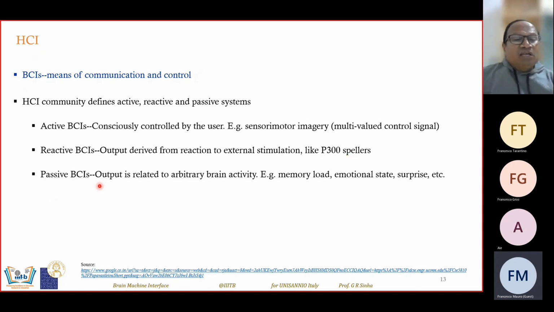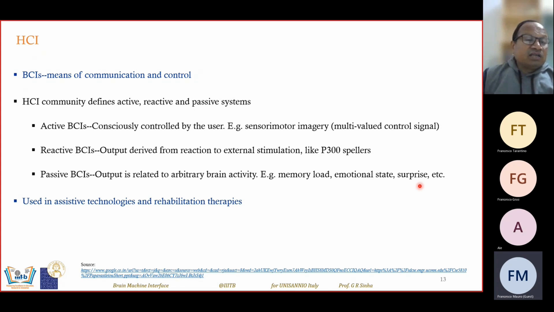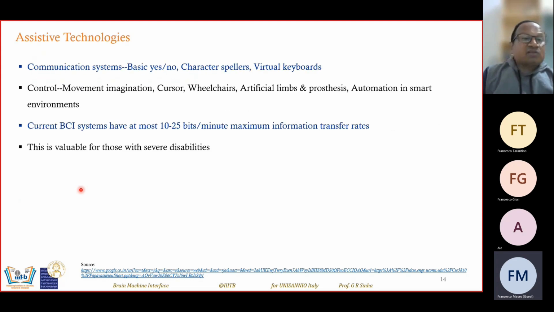And the passive BCI output is related to arbitrary brain activity, like memory load. Today, what we were talking about in the first part of the lecture, study of emotion state and surprise. Are you surprised? What level of surprise? Is it surprising? All these are under that. This BCI is used in assistive technologies and rehabilitation therapies. Assistive technologies, communication systems, these are the different examples.